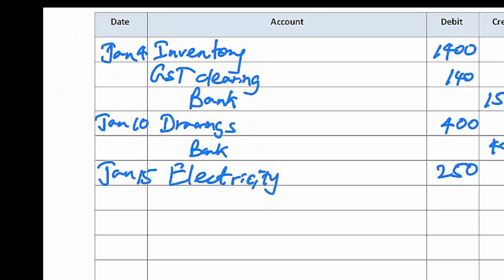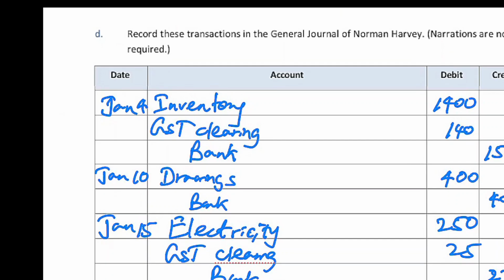250, and then you debit GST clearing. Why do we debit GST clearing? Liability decreasing. Yep. Bank, you credit 275. Right. So that's it for the source documents.